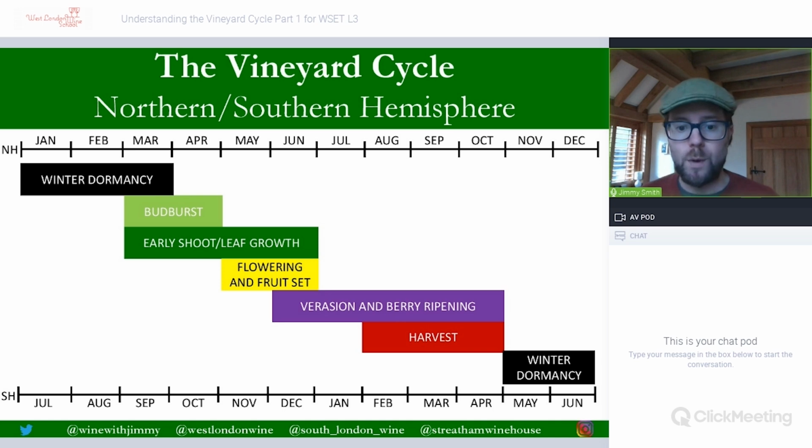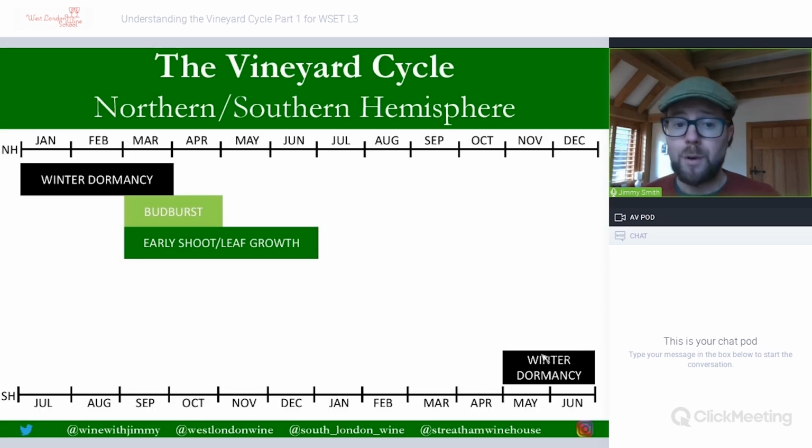So you'll see that we have winter dormancy in black, and that stretches actually from around sort of November time in the Northern Hemisphere, May time in the Southern, and then coming back round to about March time in the Northern Hemisphere, and that's to the end of September in the Southern Hemisphere. And that goes for the same for budburst, early shoot and leaf growth, flowering and fruit set, veraison, berry ripening, and harvest, finally.